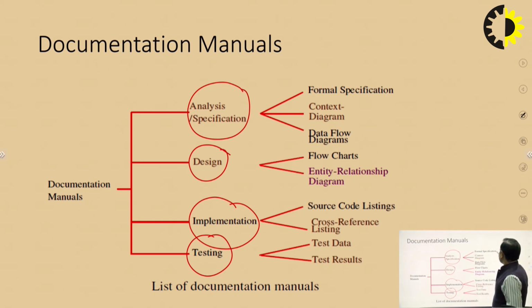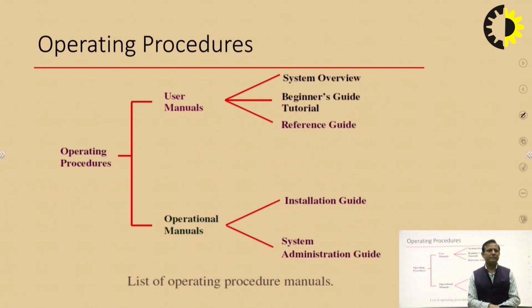Analysis and specification include formal specification, context diagram and DFD. Design has the flowcharts and ER diagrams. Implementation has the source code listing and cross reference listing. Testing has the test data and the results.